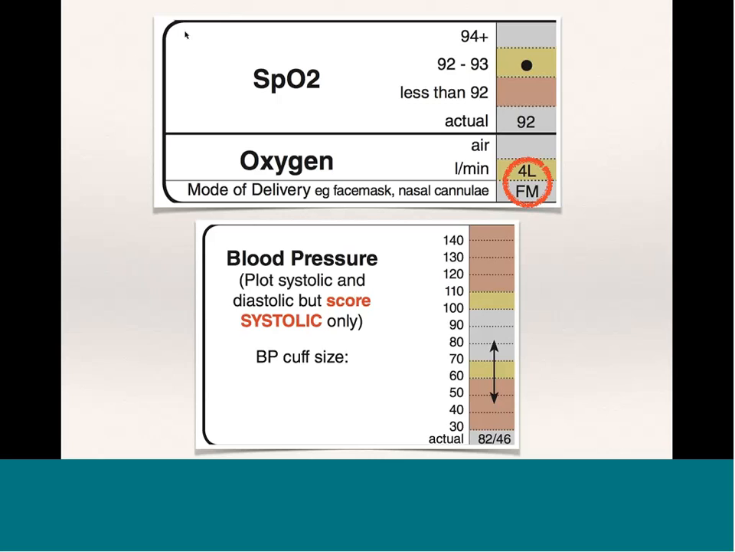Similarly, blood pressure has a slight quirk to it. So we're going to plot the systolic and the diastolic, but score only for the systolic component. And again, that's important because if it's low, then there may well be impending cardiovascular collapse and poor oxygen delivery. But if it's high, then that can be associated with certain drugs or endogenous production of steroids or renal problems or even cardiac disease.